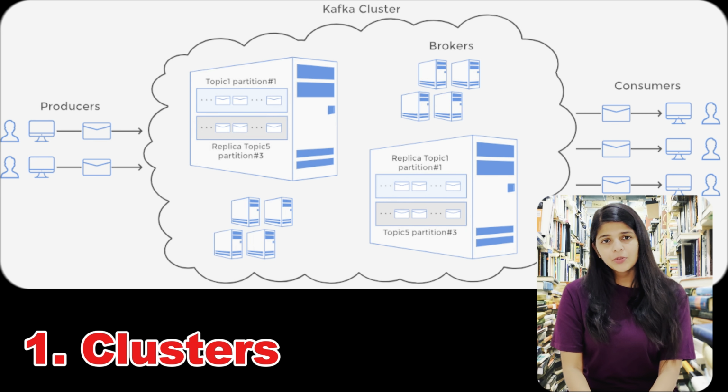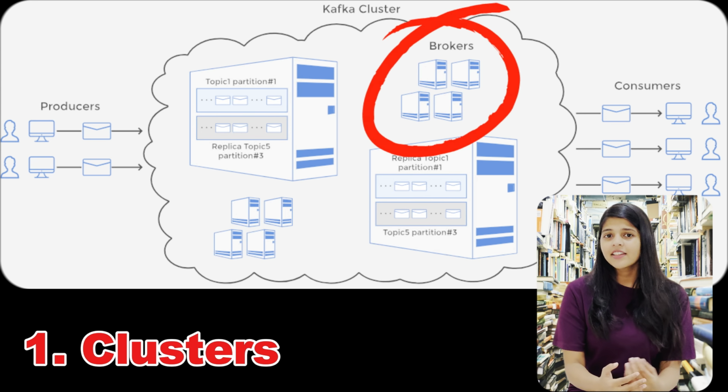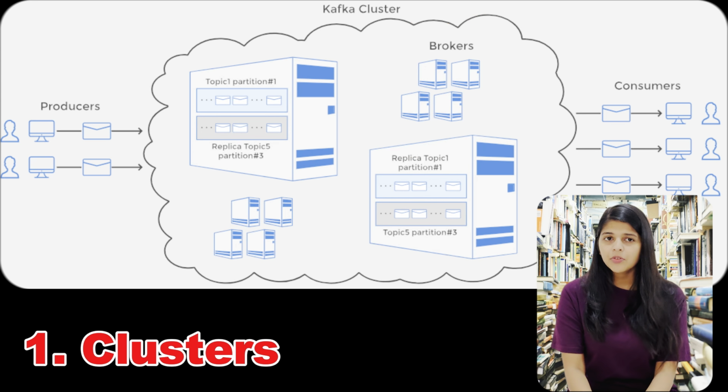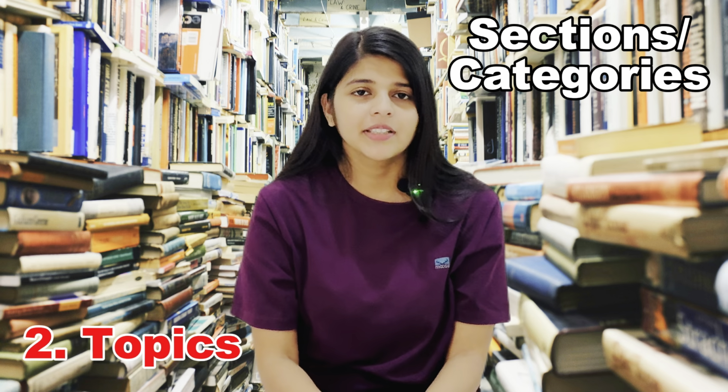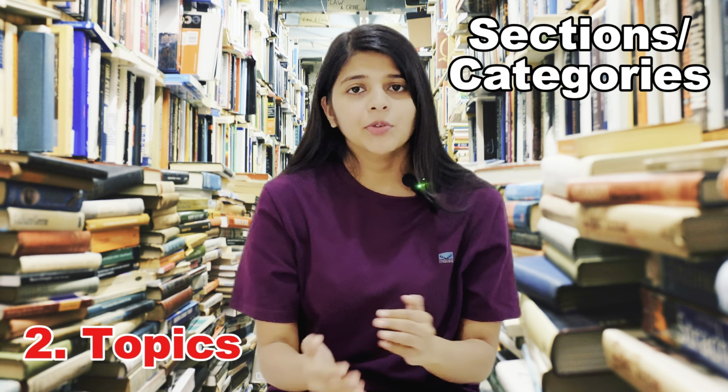Picture a cluster as a group of computers or servers working together. Each of these servers is called a broker. Just like in a team, each member has its own role to play. Now imagine you are in this massive library. In Kafka, topics are different sections or categories in that library. Each topic is where we store related information. For example, you might have a topic for customer orders and another for employee details.